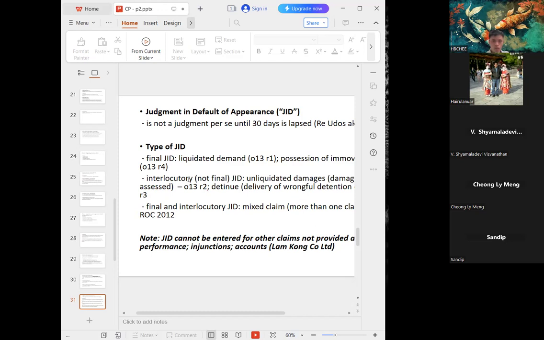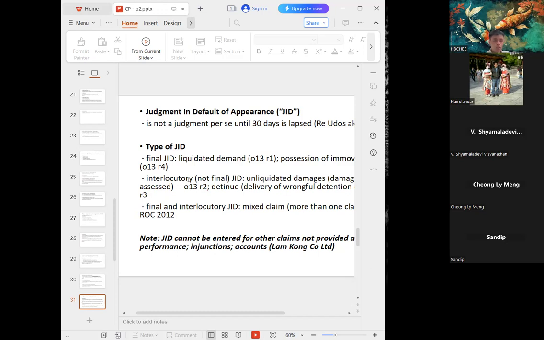The reason why I keep mentioning the JID and the case of Re-Udos AK Regain, have you all already started with bankruptcy classes? Okay. Because in the bankruptcy classes, the act of bankruptcy is whether you have the final judgment, and Re-Udos is the landmark case. Getting the JID doesn't mean that you got the final judgment. The final judgment will only be effected if the 30 days have lapsed.